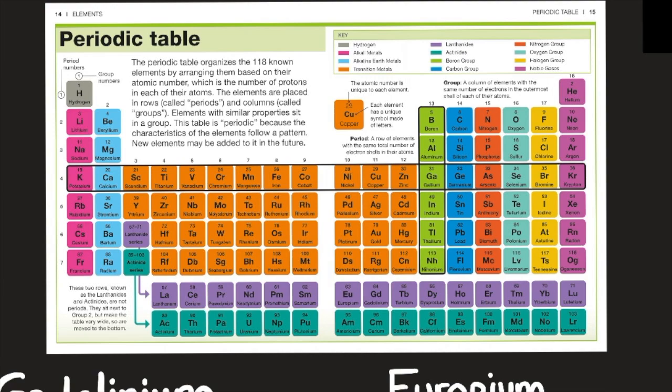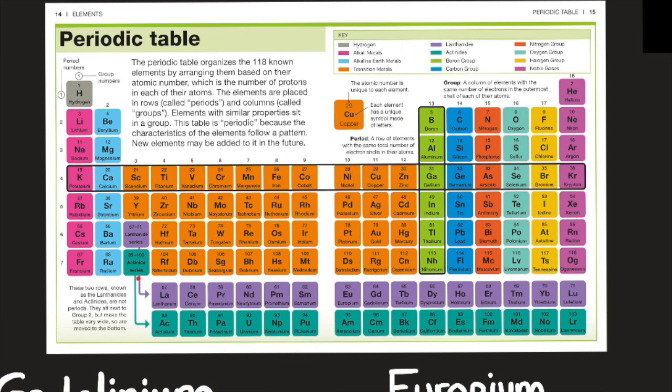The elements are placed in rows called periods and columns called groups. Elements with similar properties sit in a group. This table is periodic because the characteristics of the elements follow a pattern. New elements may be added to it in the future. So these two rows, known as the lanthanides and actinides, are not periods. They sit next to group 2, but they make the table very wide, so they are moved to the bottom.